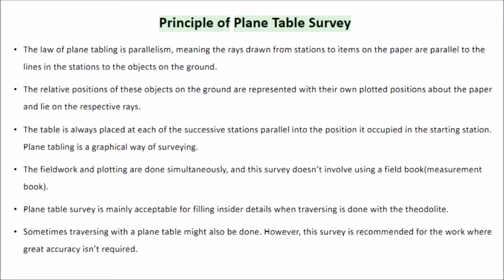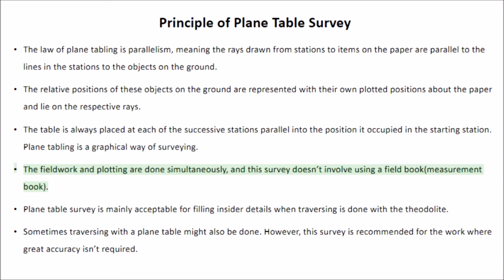Principle of plane table survey. The law of plane tabling is parallelism, meaning the rays drawn from stations to objects on the paper are parallel to the lines from the stations to the objects on the ground. The relative positions of these objects on the ground are represented by their plotted positions on the paper and lie on the respective rays. The table is always placed at each of the successive stations parallel to the position it occupied at the starting station. Plane tabling is a graphical way of surveying.